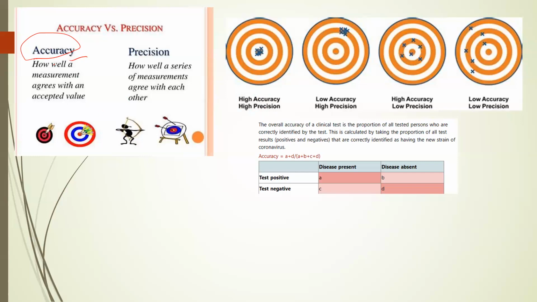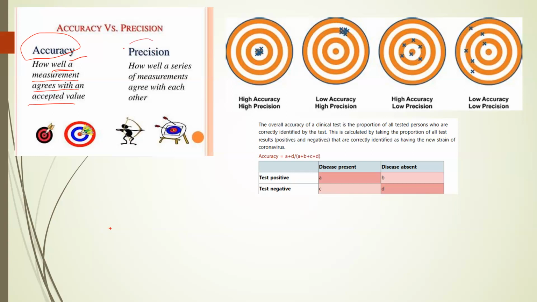So what is accuracy? Accuracy is how well a measurement agrees with the accepted value. For example, if there is an accepted value, you're seeing how close the measurement is with respect to the accepted value.